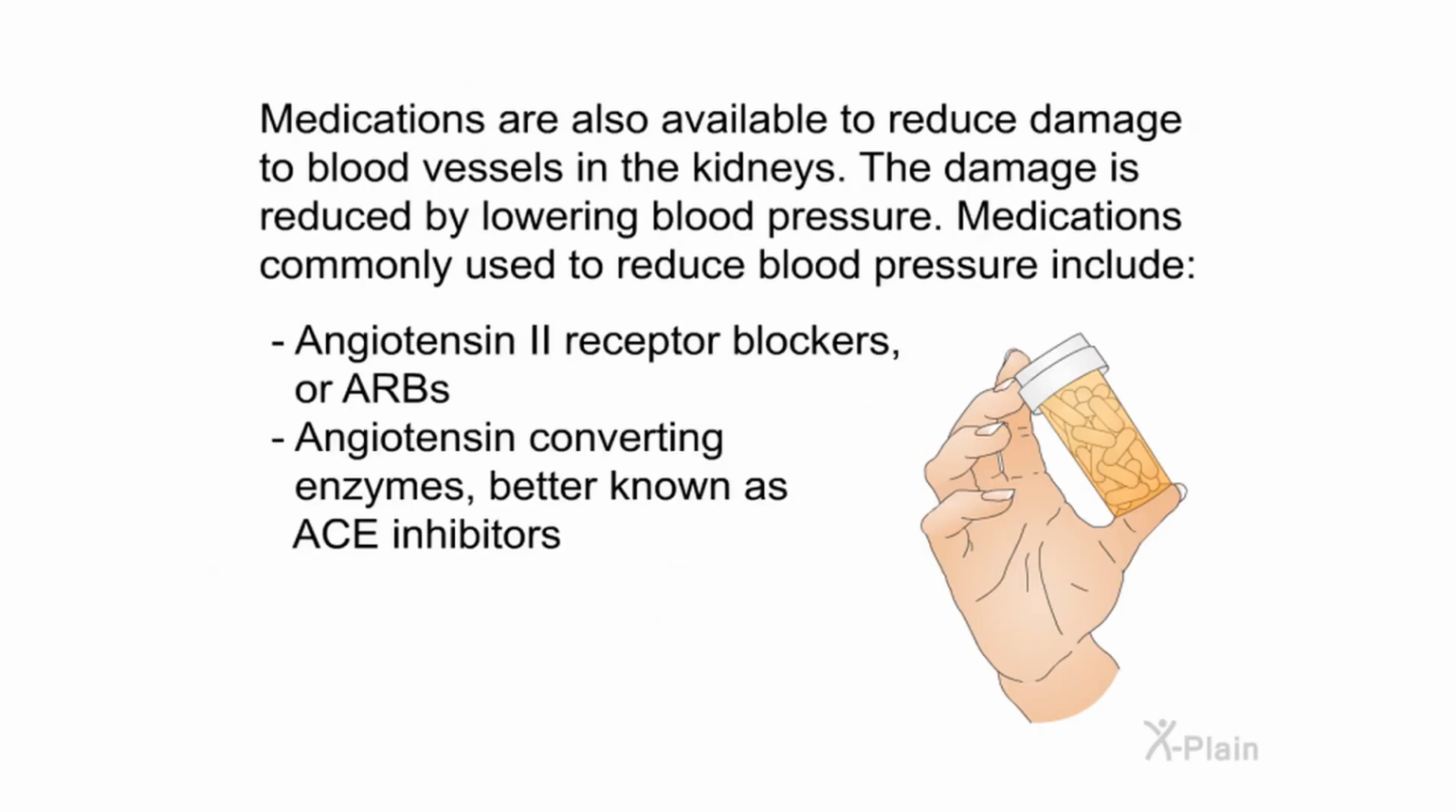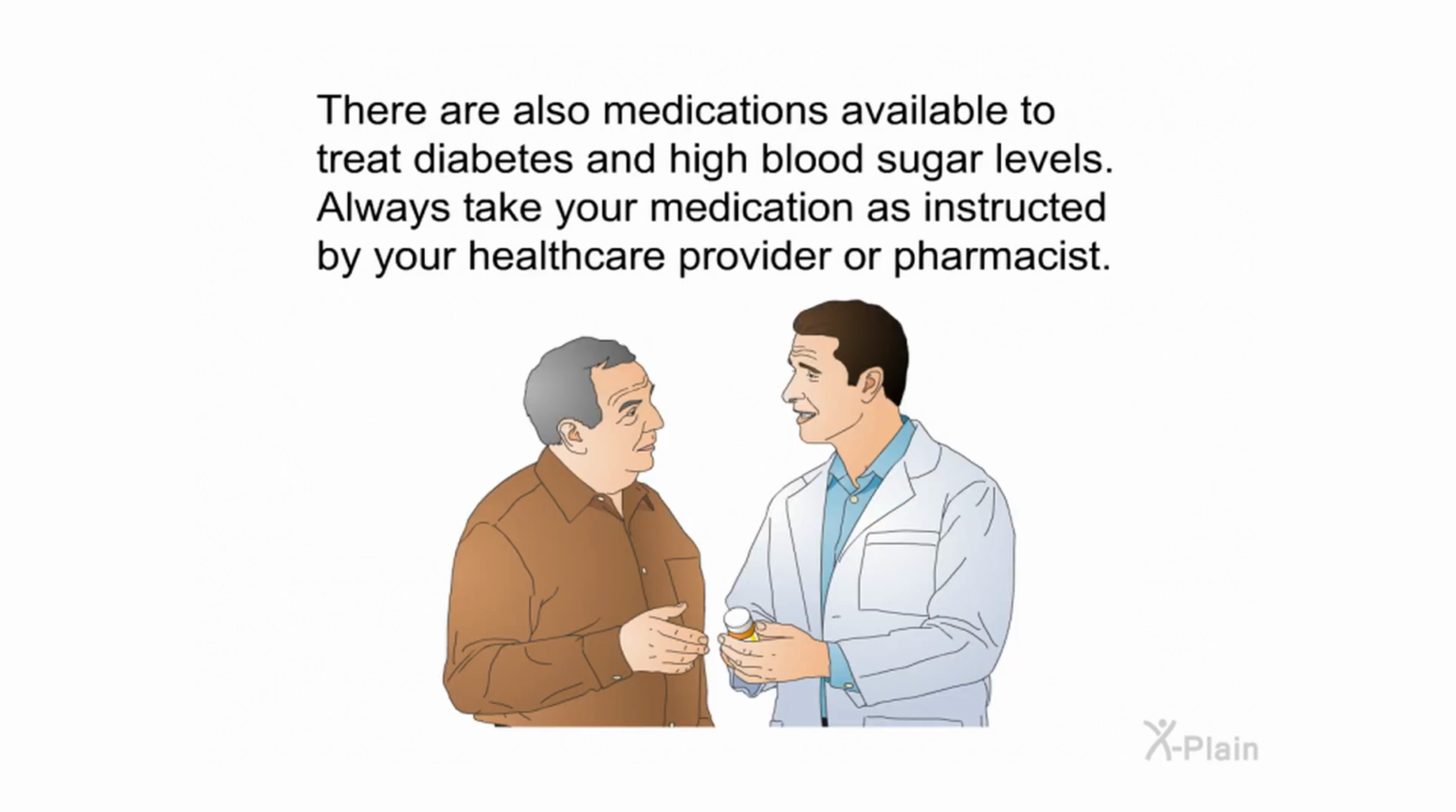Medications are also available to reduce damage to blood vessels in the kidneys. The damage is reduced by lowering blood pressure. Medications commonly used to reduce blood pressure include angiotensin II receptor blockers or ARBs, angiotensin-converting enzymes, better known as ACE inhibitors. There are also medications available to treat diabetes and high blood sugar levels. Always take your medication as instructed by your healthcare provider or pharmacist.